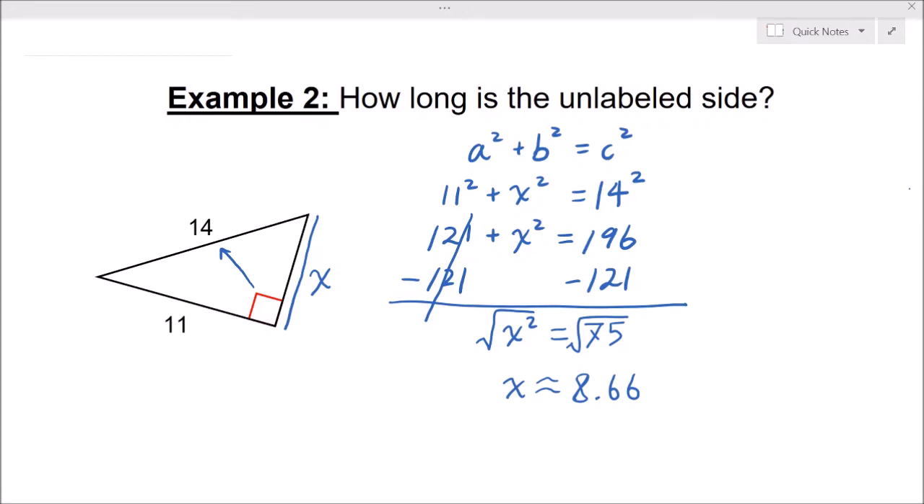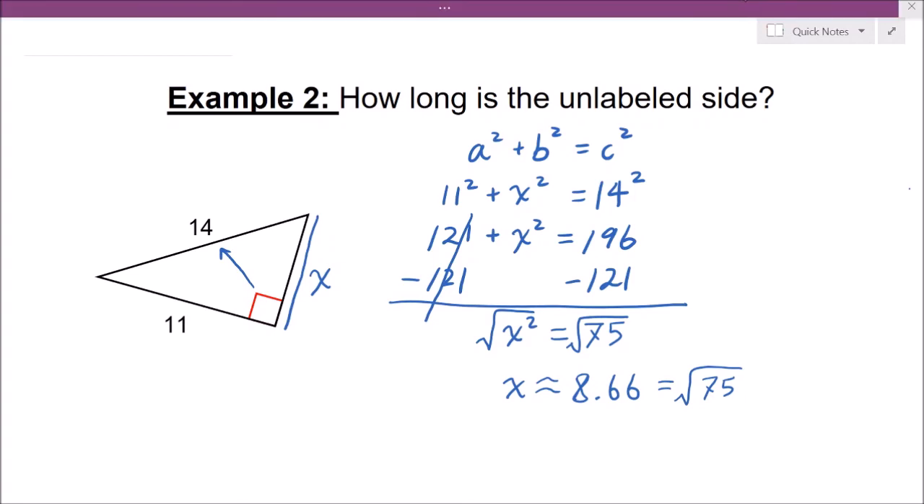But sometimes you'll be asked to keep your answer exact, in exact form, as in with no rounding of digits. So notice that we're taking the square root of both sides to get square root of 75. To keep it in exact form, you might just say, okay, our answer is just the square root of 75, kept like that without plugging into our calculator. So again, square root of 75 is an exact form for our side length.